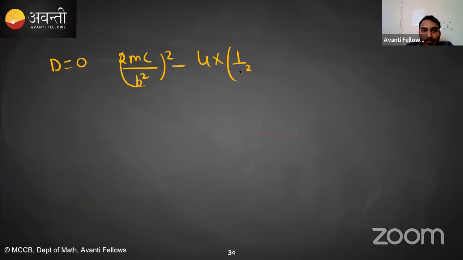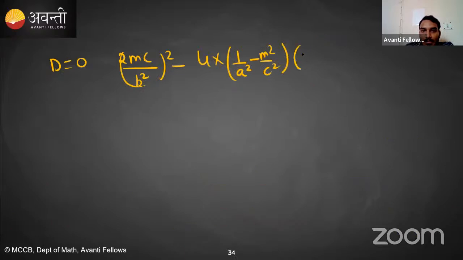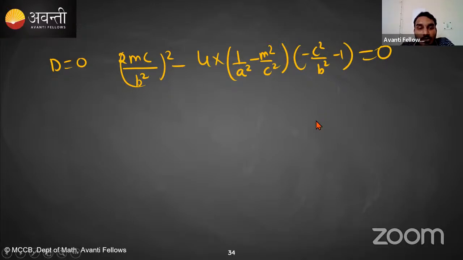That is, 4ac, where a is the coefficient of x square, 1 by a square minus m square by b square, into the constant term, minus c square by b square minus 1. You set this equal to 0, and then you will get the condition of tangency. I'm not going to solve further, you can solve it.